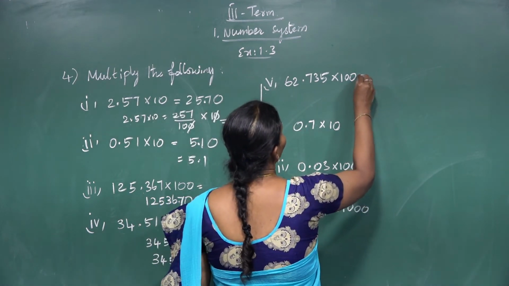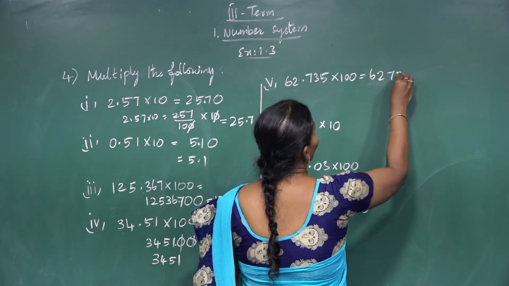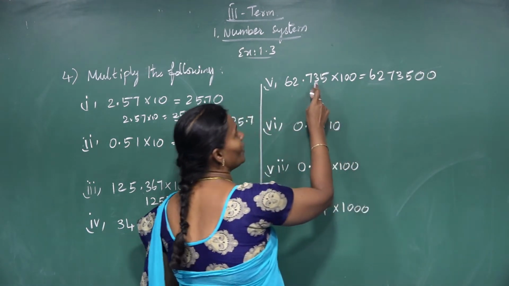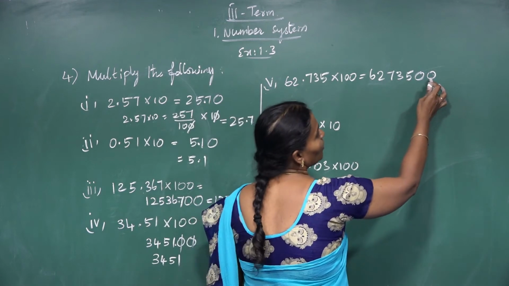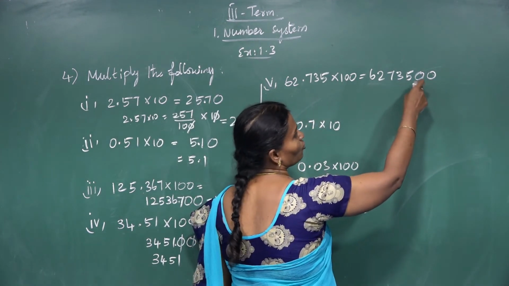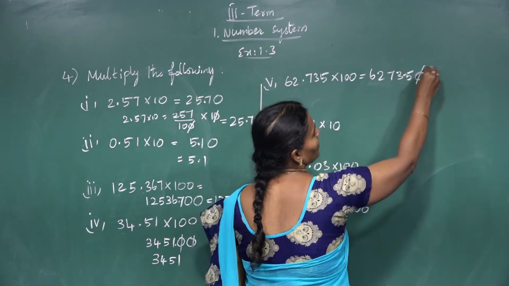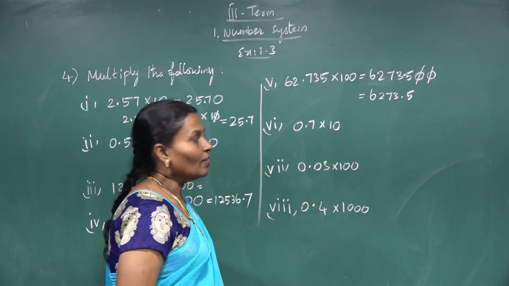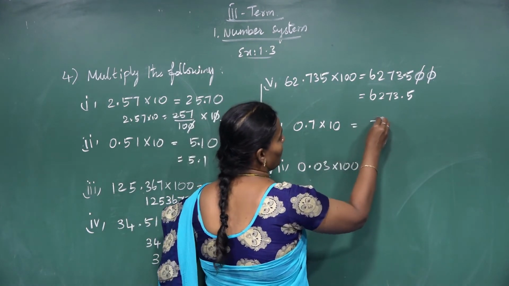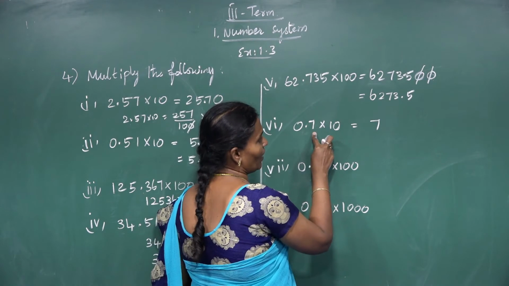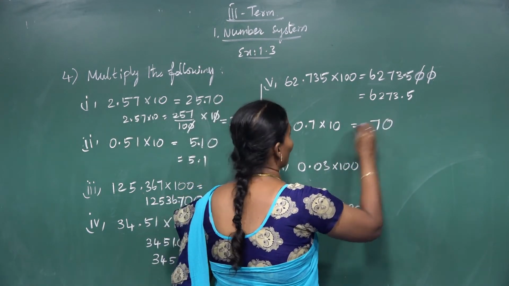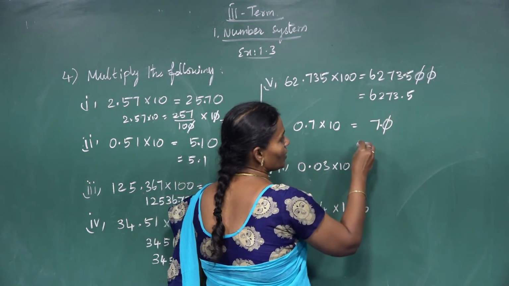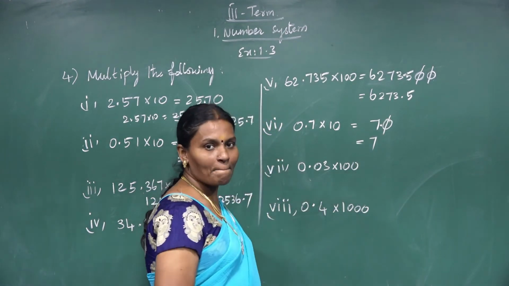Now see this fifth one. See here, you write 62735. Remove the decimal point and you add these 2 zeros here. Now you count how many decimal places? 1, 2, 3. So put the decimal point after 3 digits. You cancel these 2 zeros. You get 6273.5. Okay? Now see here. This is 7. Remove the decimal point. Here 7. Then here multiplied by 10, so you add 1 zero. Now how many decimal places? Only 1 decimal place. So put the decimal point after 1 digit. You cancel this 0. So what comes the answer? 7 is the answer. Okay, children?